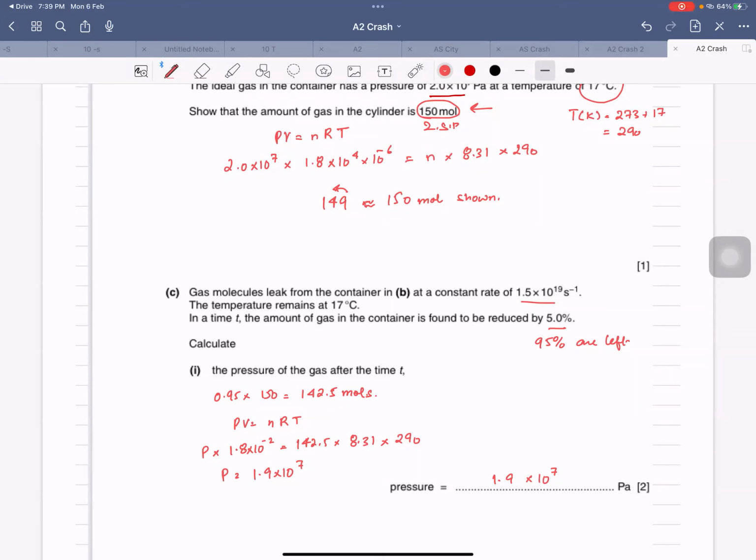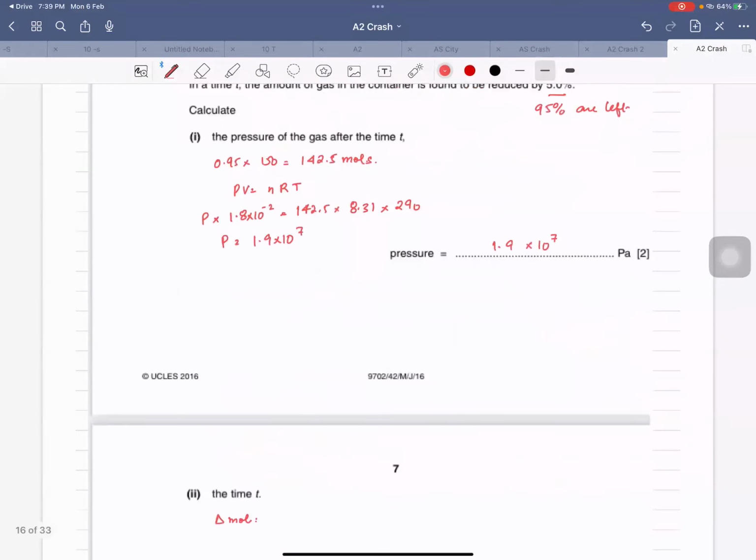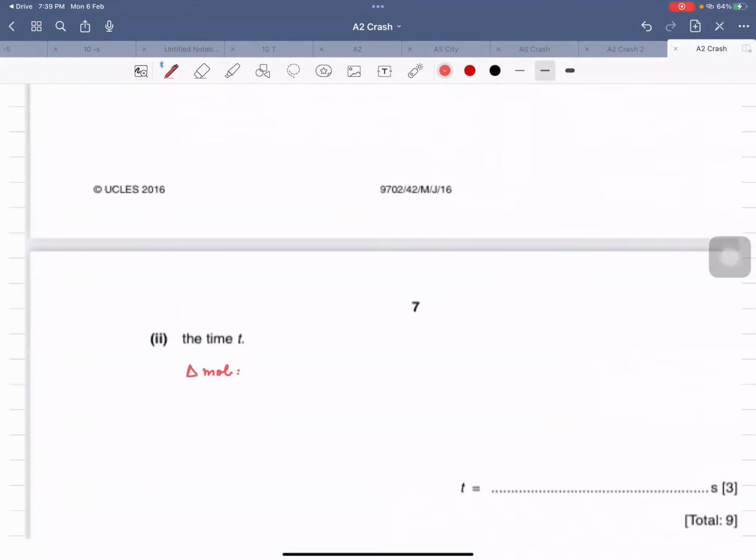Okay, then the difference in moles would be 150 minus 142.5, right? What is that? 7.5, I believe. So this is the amount of substance that left the container. You guys agree?